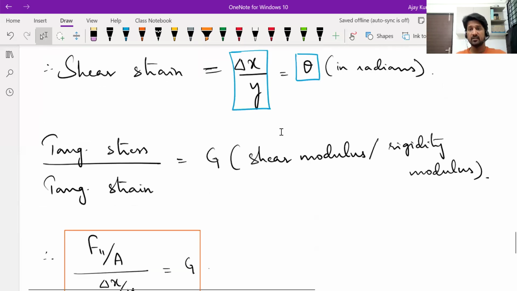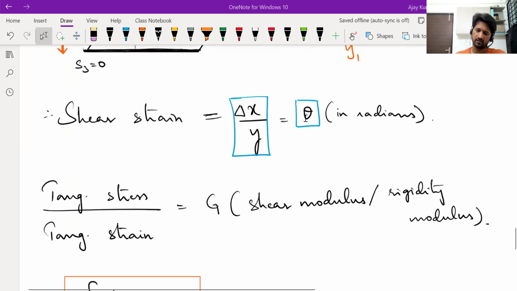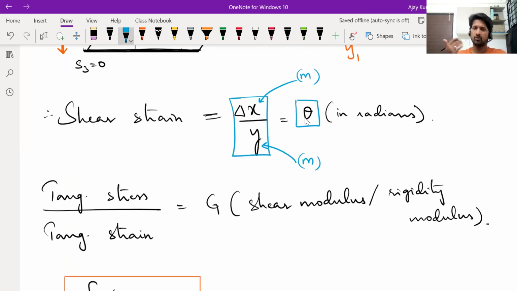Just like longitudinal strain, see what was longitudinal strain? Delta L, change in length divided by L naught, natural length. That was longitudinal strain, and it was a dimensionless quantity. Here also, shear strain is relative displacement between layers, in meters, divided by the separation between the layers, also in meters. Both are lengths, so shear strain also is dimensionless. All kinds of strain are dimensionless. All kinds of stress have the same dimensions and units, Newton per meter square.